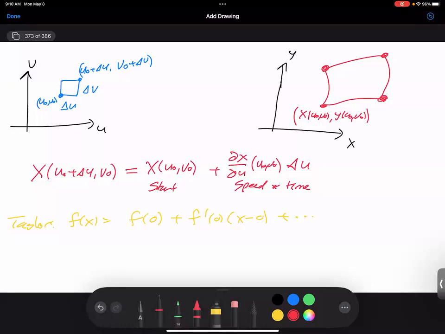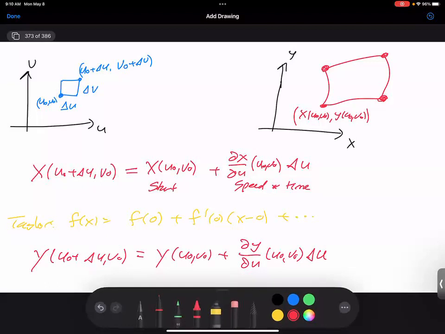What about the change in y? What would y of u naught plus delta u, v naught equal? It would just be y of u naught v naught plus, now it's going to be dy du at u naught v naught times delta u. Okay. So what I can do is draw like a tangent line. And that's going to be a pretty good approximation for that bottom side. As delta u and delta v get very, very small, the difference is going to be negligible. To first order, that's exactly where my point should be.